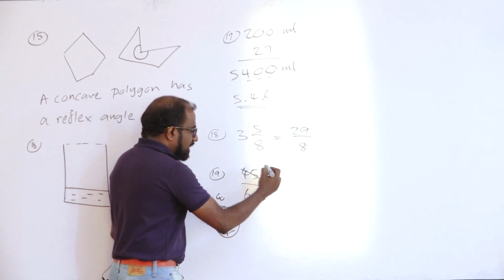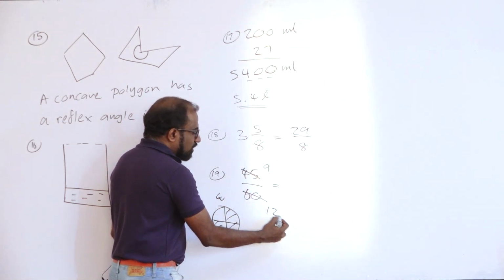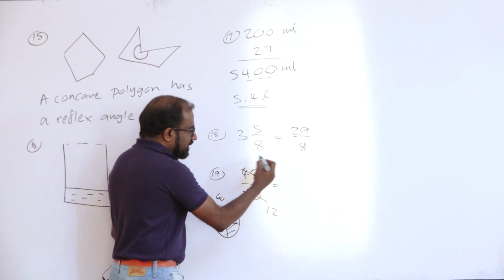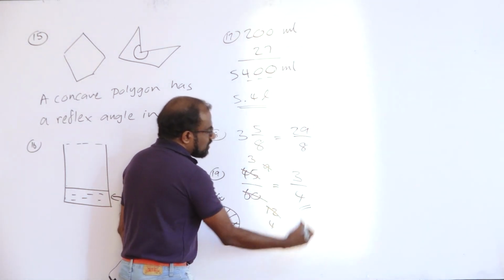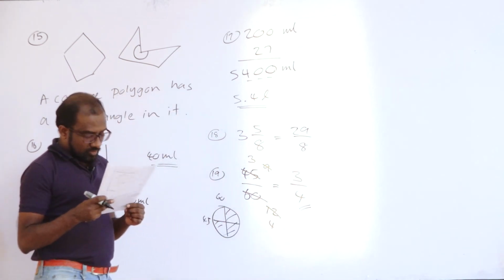Otherwise, simplify by 5. Divide by 5: 5 times 9, 5 times 12. Now divide by 3: 3 times 3, 3 times 4. The simplest fraction is 3/4. 3/4.